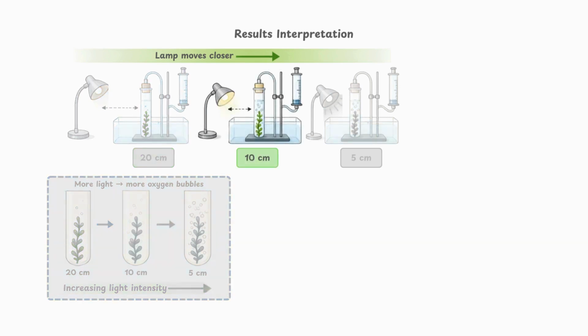At 10 centimeters, the lamp is closer. The plant receives more light energy, so the rate of photosynthesis increases. As a result, more oxygen bubbles are released.